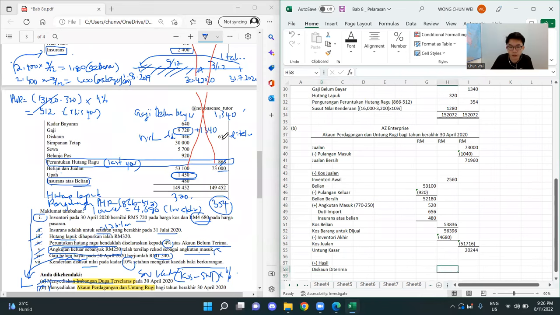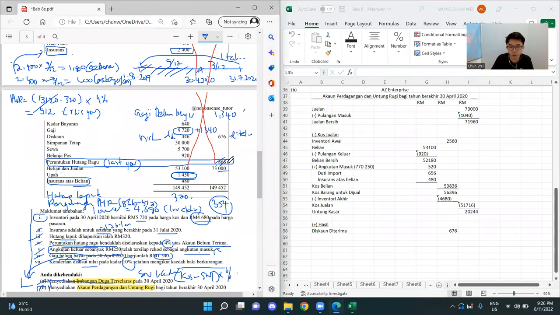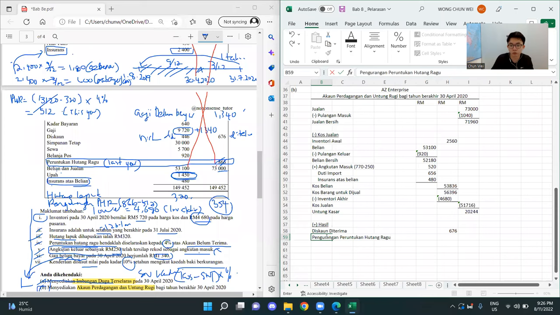So put here, how much is that? 676. Then PHR, no, you don't record PHR, it should be in the PKK. But then, there's one thing that we have to record here. There is a pengurangan PHR, okay? And I say a pengurangan PHR is a what? Is a hasil. And if it's a hasil, we have to record here: pengurangan peruntukan hutang ragu. And we can show the working if you want by using 866 minus 512. And we get 354.